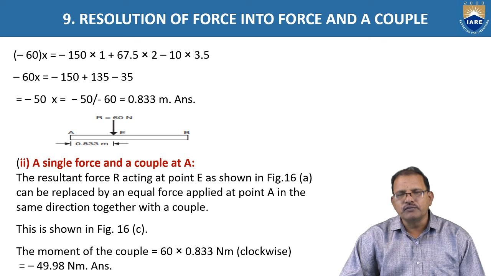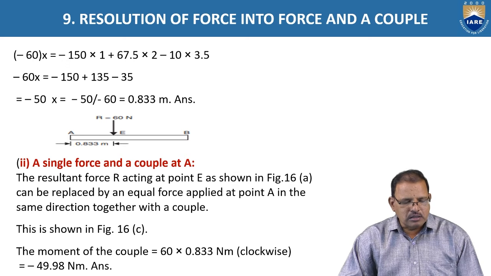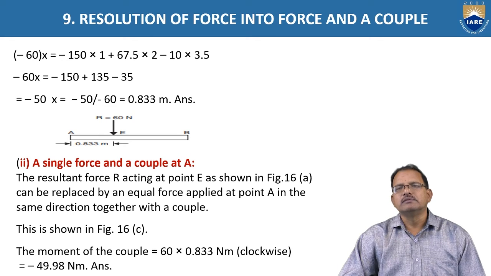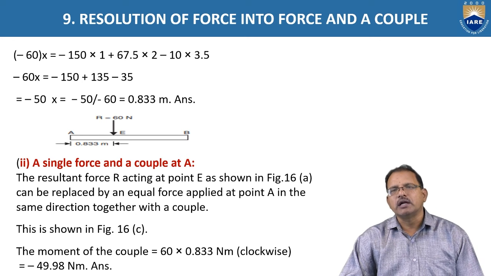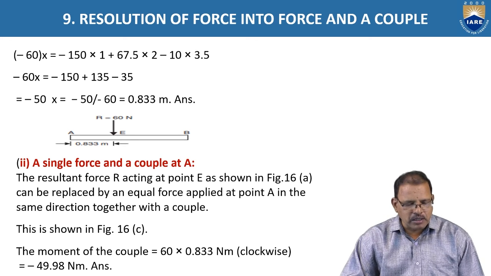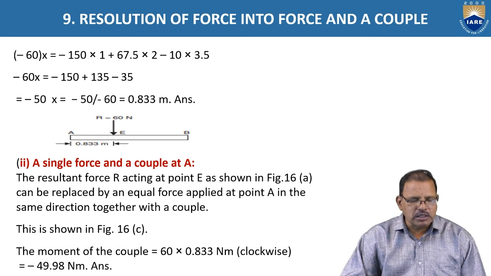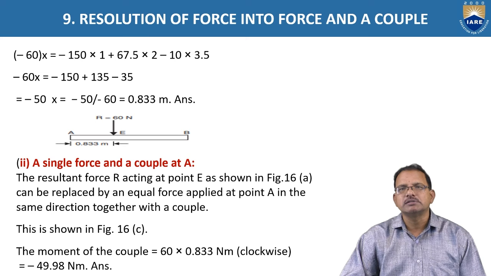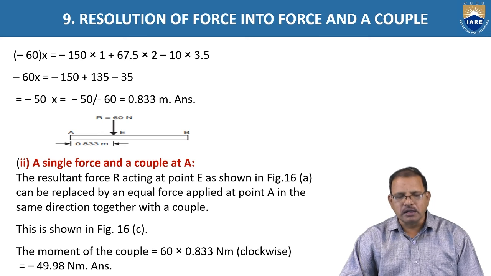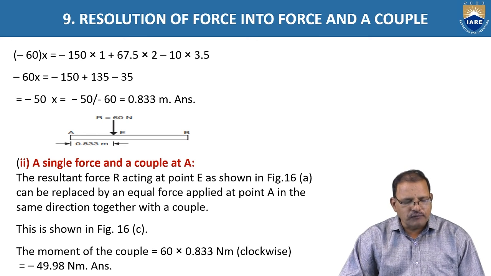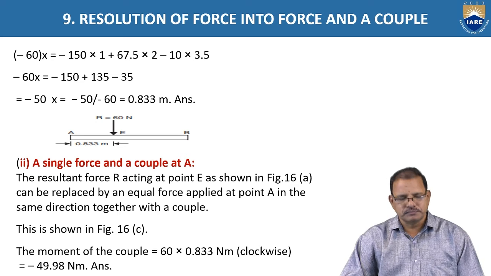Now, this single force can be represented in a diagram. The resultant force is the force which will show the effect of all the forces which are acting on it. Hence, we remove all the forces which are acting on the body AB and keep only the single force R equal to 60 newtons at a distance of 0.833. This is nothing but the resultant force acting at that point. Now, single force and a couple at A.